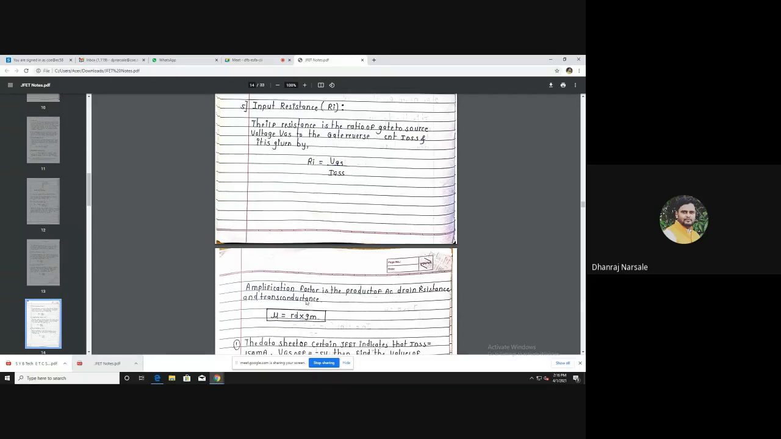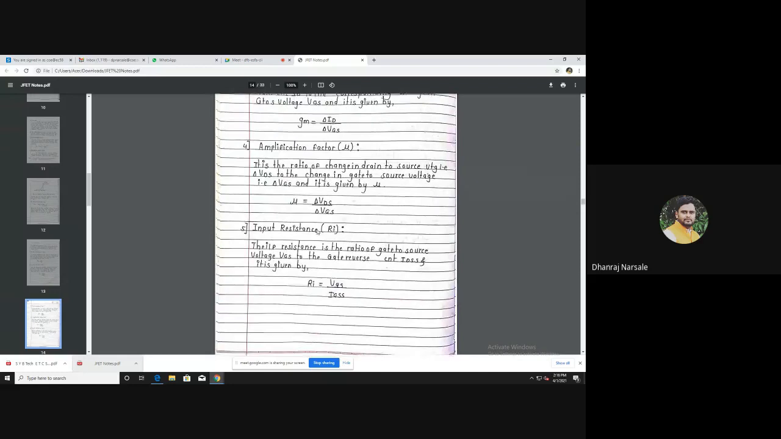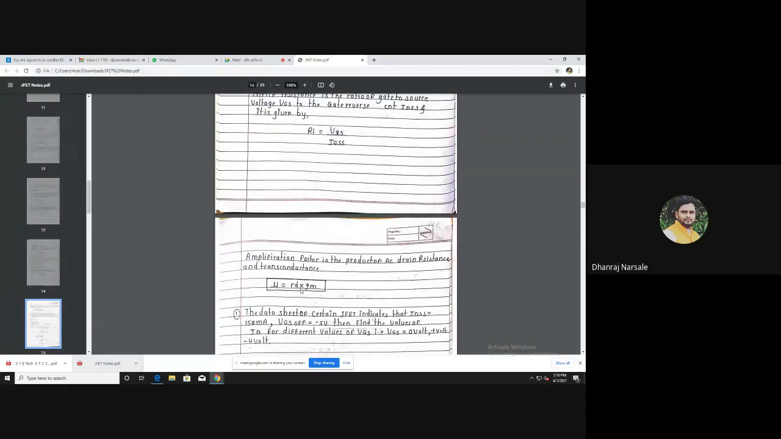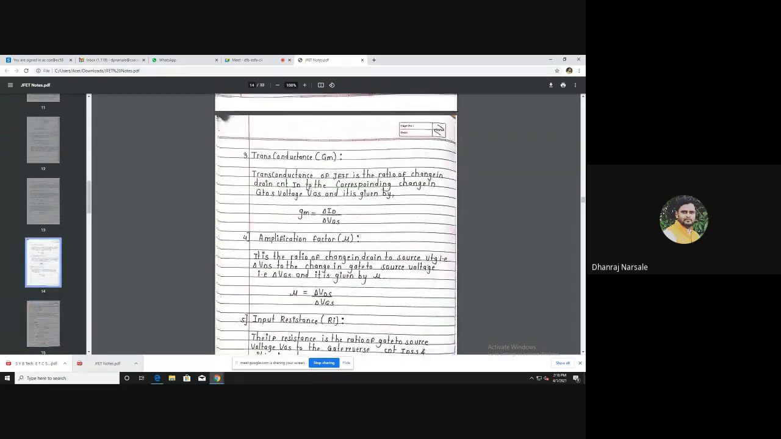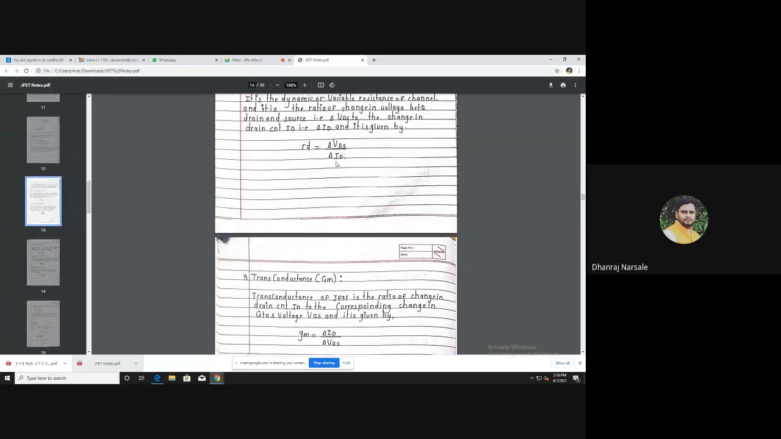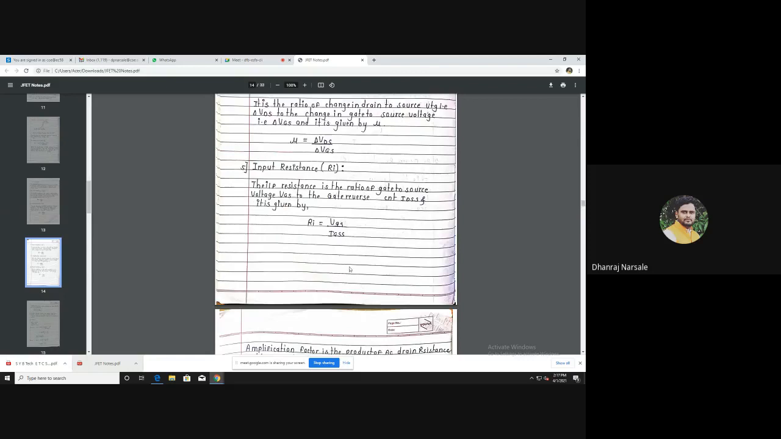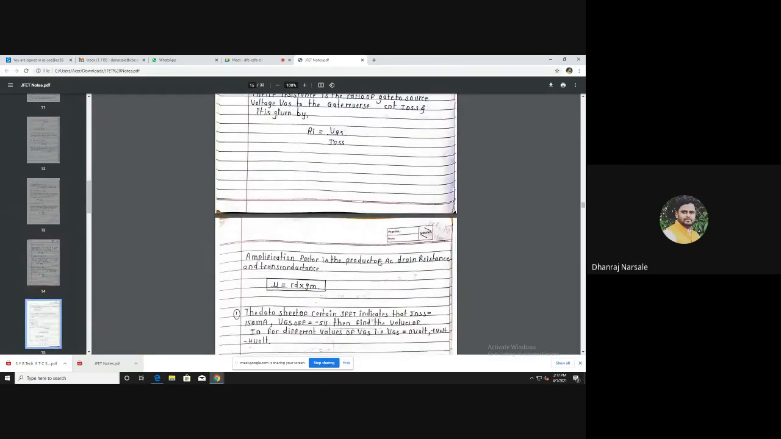transconductance. If we look at mu, what is the value of mu? Delta VDS divided by delta VGS. Okay, if mu is equal to rd into gm, see what the value of rd is. If you check the value of rd, it is delta VDS divided by delta ID. Into the value of gm, which is delta ID divided by delta VGS. If we multiply both, the delta ID cancels. So the multiplication of rd and gm is delta VDS divided by delta VGS, which is mu. So we can say that the amplification factor is the product of AC resistance and transconductance.